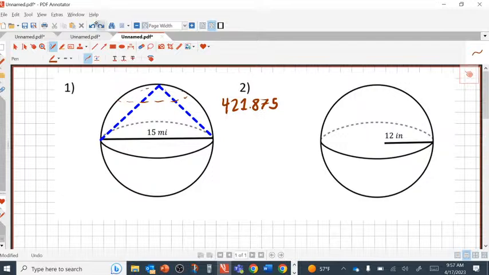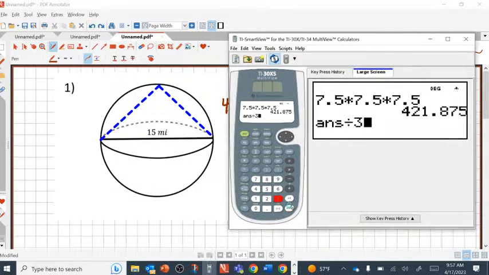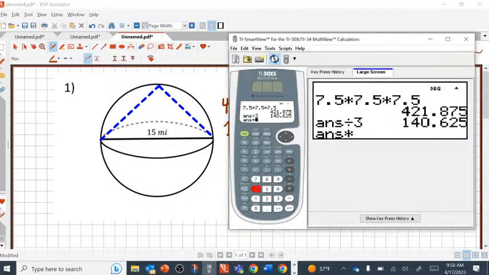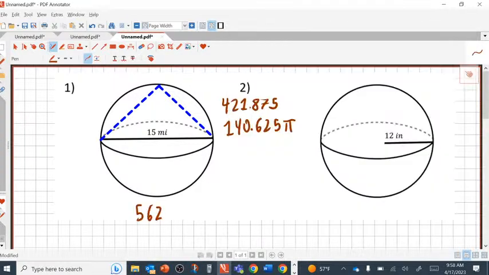So what do I need to do with the volume of the cylinder to find the volume of the cone? I have to divide it by 3. So I divide that by 3, and I get 140.625 pi, that's the volume of the cone. But how many of those cones fit inside of my sphere? Four. So I'm going to multiply that number by 4, and I get 562.5 pi miles cubed.